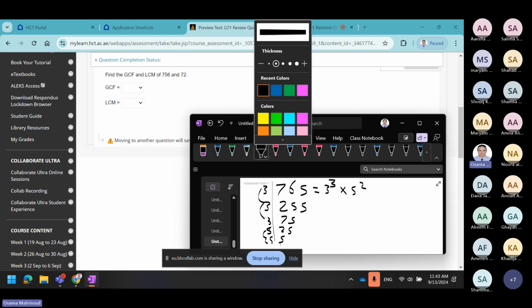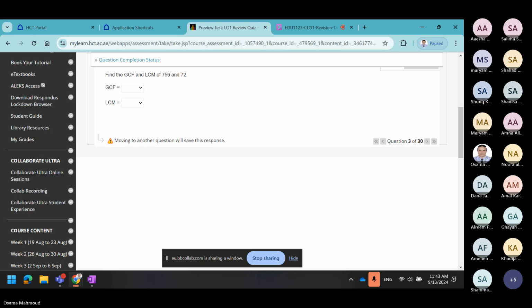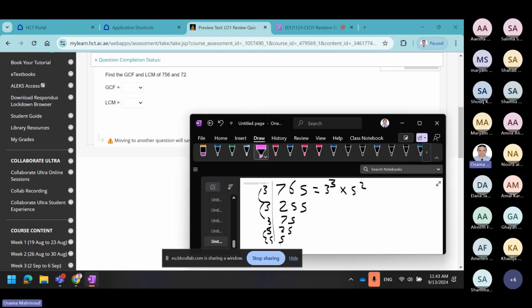Now I'll go for the second number. The second number is 72, and I'll do the same. This is an even number. I'm lucky, I can divide it by 2. I have 36, which is also even, so I can divide it by 2. Also an even number, I can divide. Now this is not even, but it's divisible by 3 only. Now I can write 72 in terms of prime powers: 2 to the power 3 times 3 to the power 2.